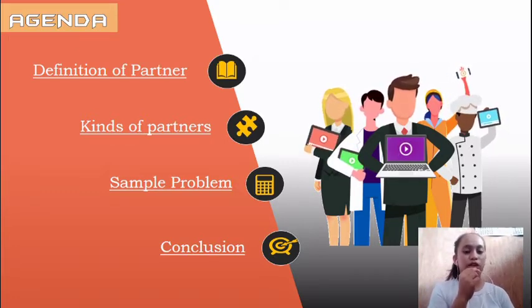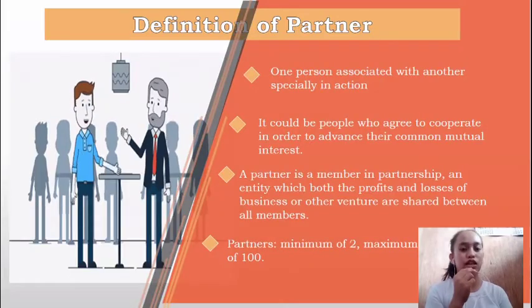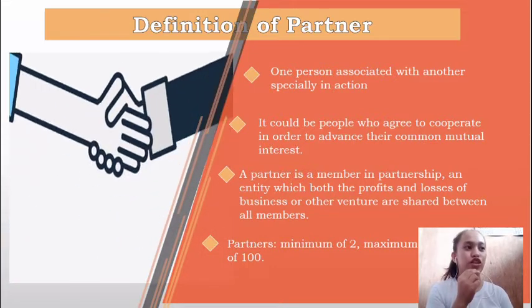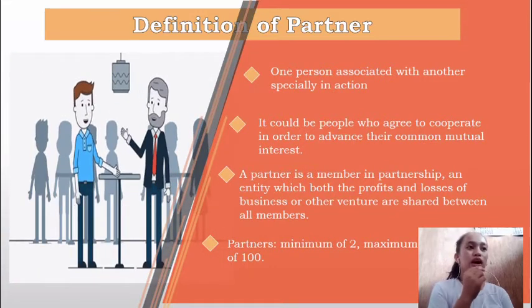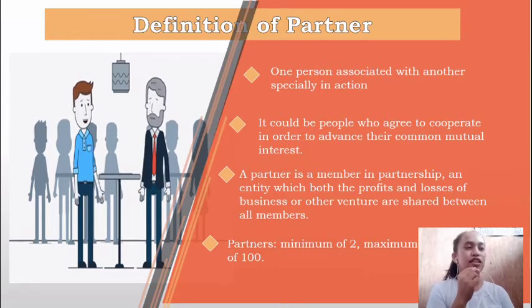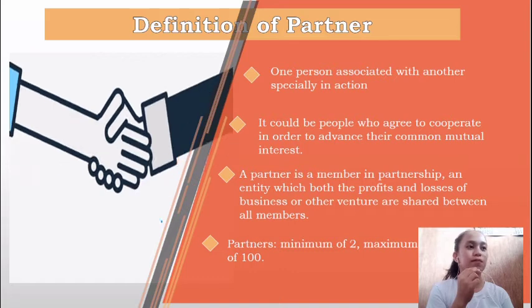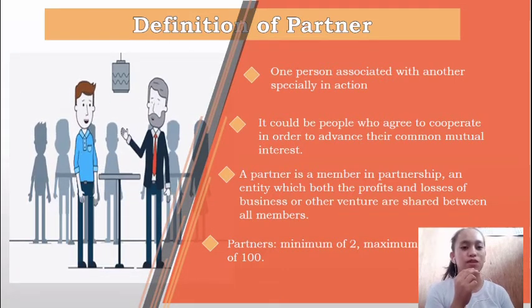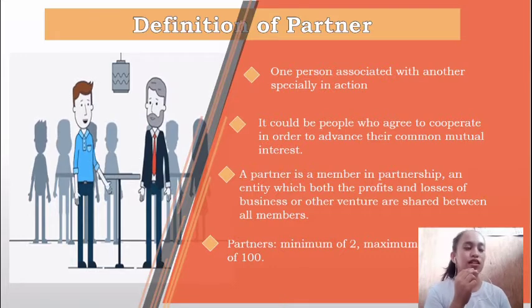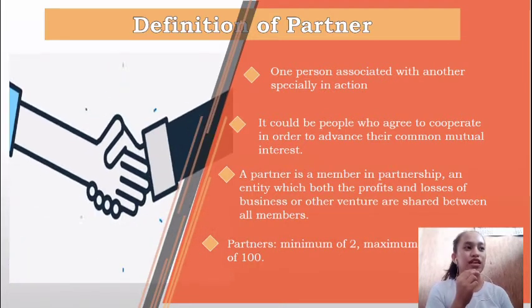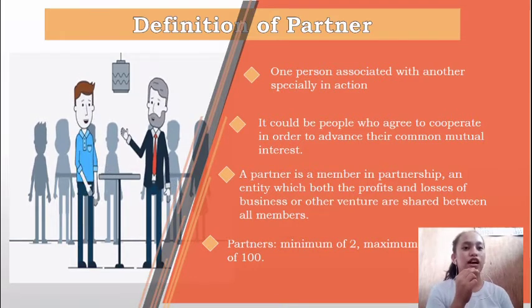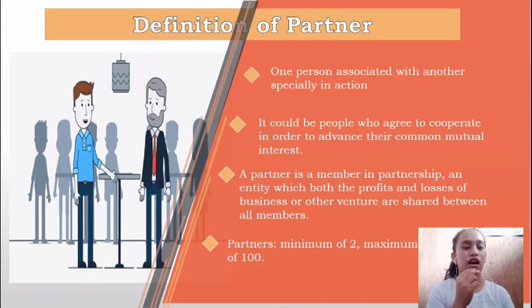The definition of partner. I have gathered different definitions of partners from different works. The first one is the definition from a dictionary: one person associated with another, especially in action. Meaning these are the people who collaborate or combine in order to achieve a specific action. For example, given by the dictionary, an associate or the colleague of an organization or of a group.